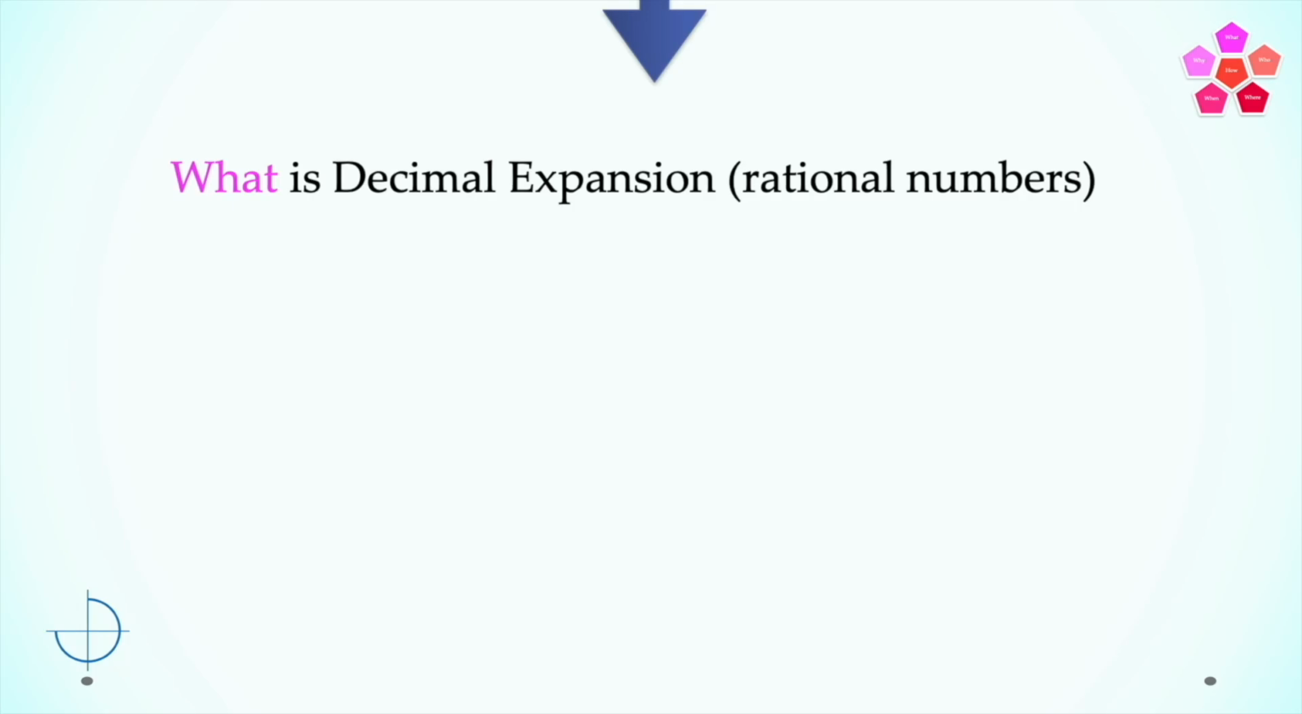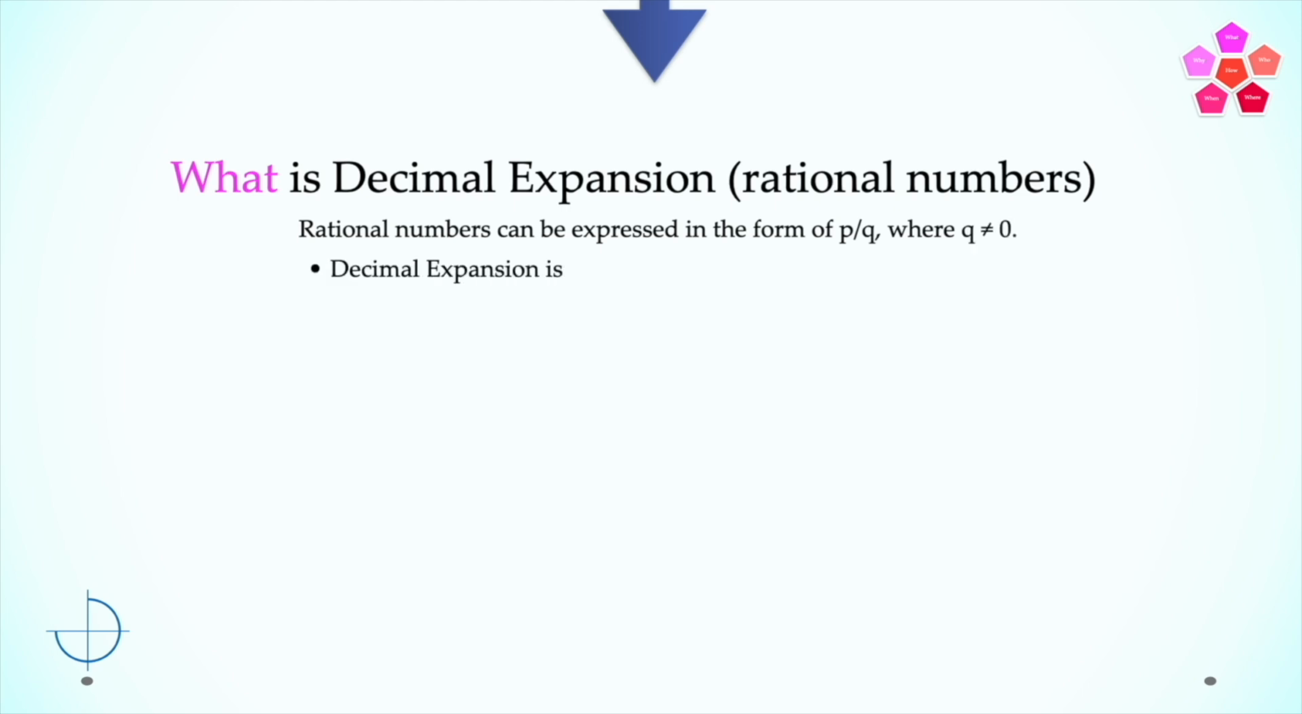So what is the decimal expansion pattern for rational numbers? Let's see the case of rational numbers. As we know, rational numbers can be expressed in the form of p by q, where q is not equal to 0. So the decimal expansion is to the base of 10. Prime factors of 10 are 2 and 5.